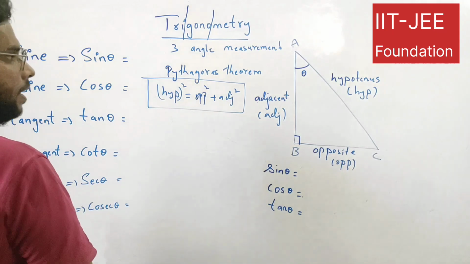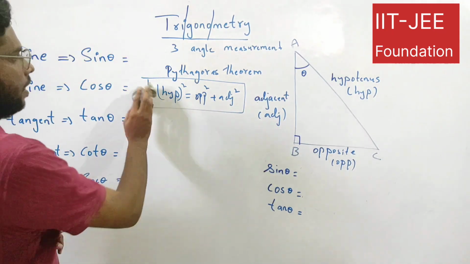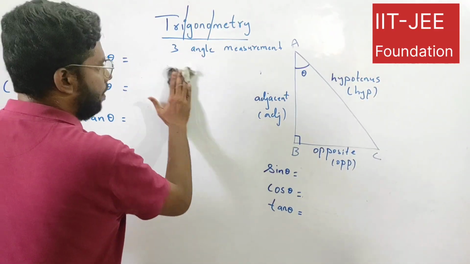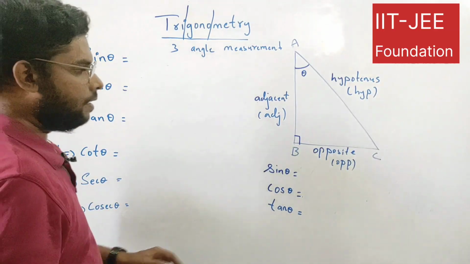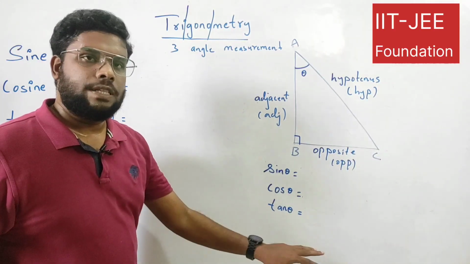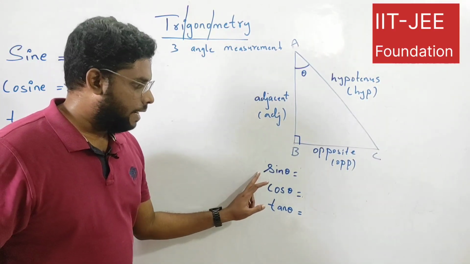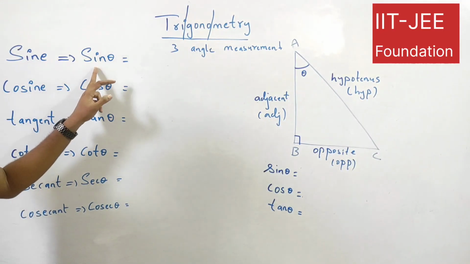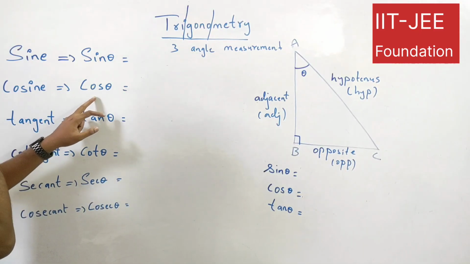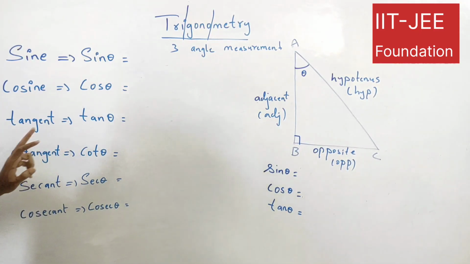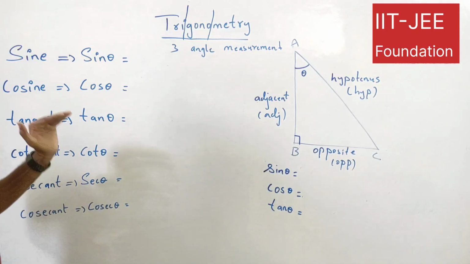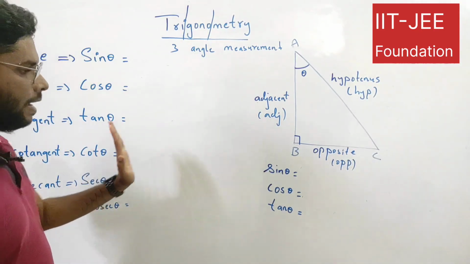Now I think you have become familiar with the right angle triangle. Now let us consider our 6 trigonometry ratios. Basically, three trigonometry ratios are there, and the rest of the 3 are their reciprocals. There are 6: sine, known as sin theta; cosine, known as cos theta; tangent, known as tan theta; cotangent, known as cot theta; secant, known as sec theta; and cosecant, known as cosec theta. These 6 are there.